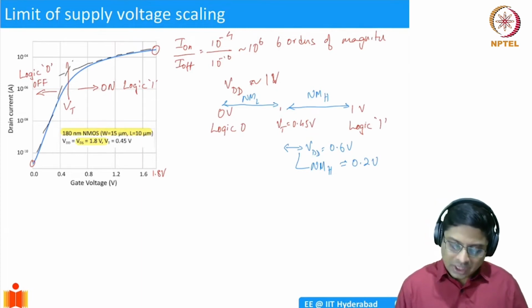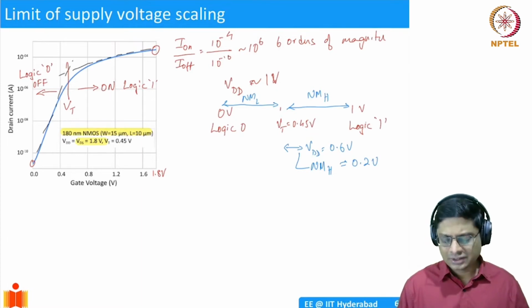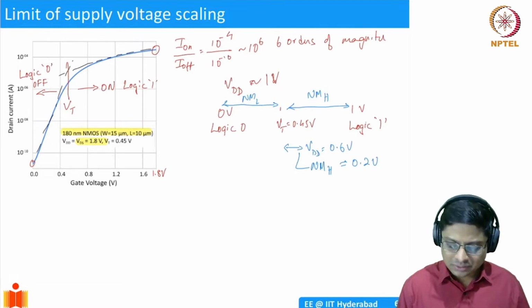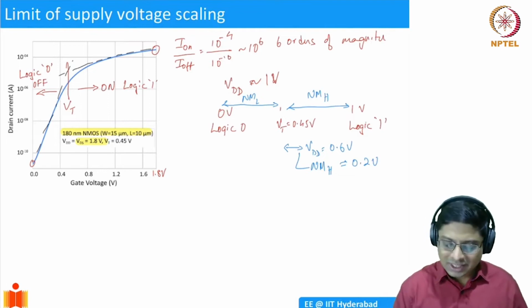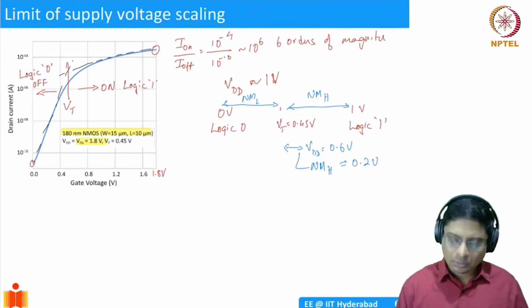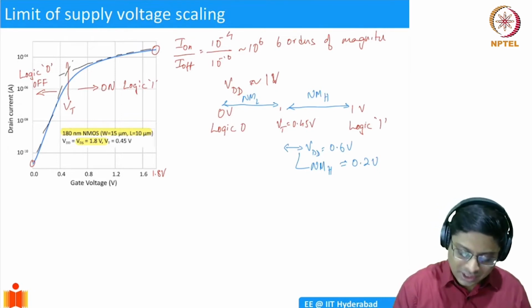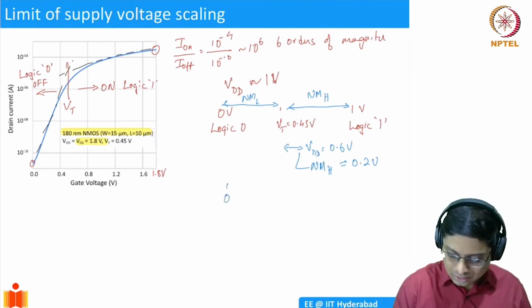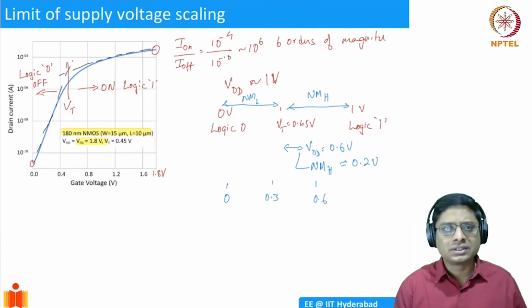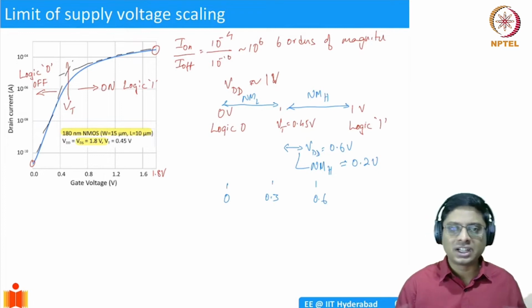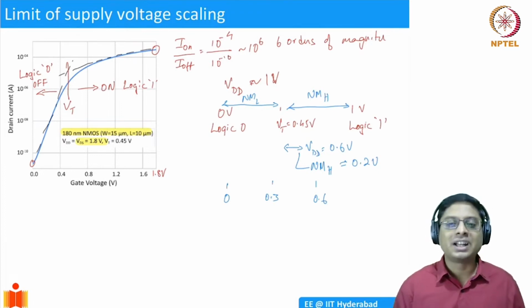Now you might ask, why can't I reduce my VT? Okay, I can't completely reduce it, so let me keep my VDD at 0.6 and reduce my VT to 0.3. So why can't I have that? Between 0 and 0.6, with VT at 0.3, I have 300 millivolts of noise margin high and 300 millivolts of noise margin low. Why can't we have this?